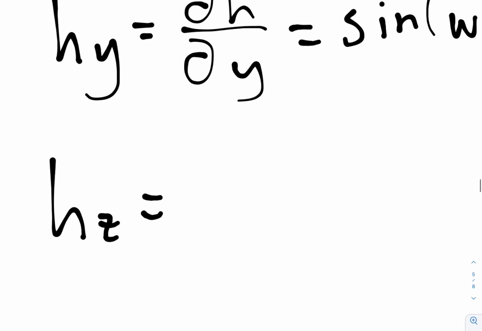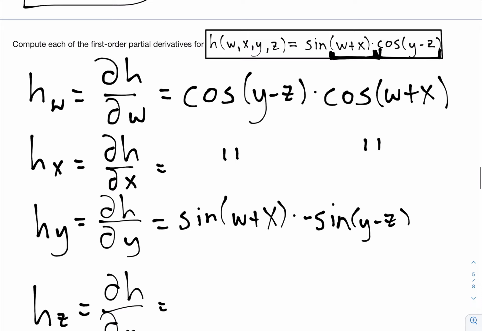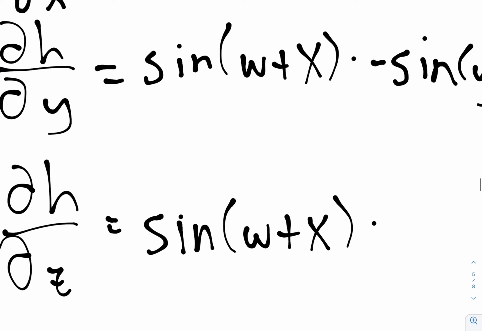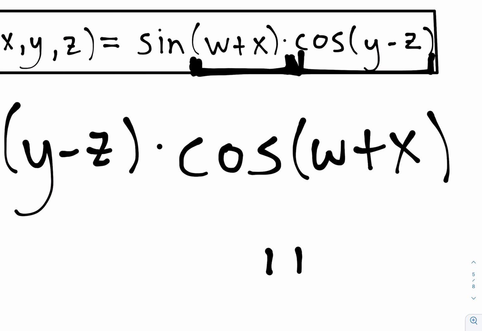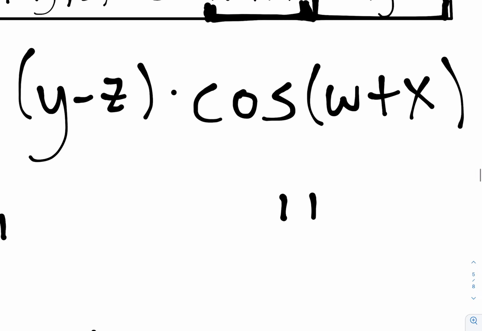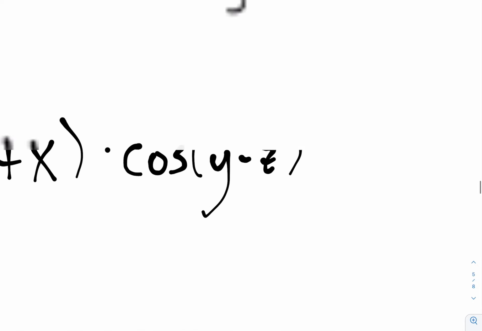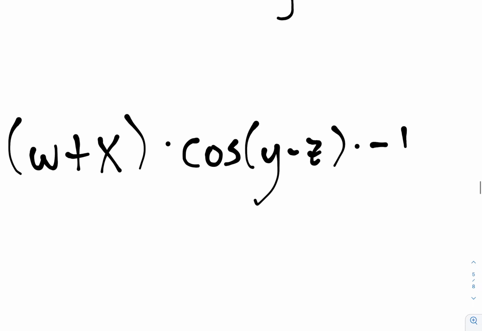Okay, now let's do the partial derivative of h with respect to z. What's this going to be? Well, the sine of w plus x is still constant like it was before. So sine w plus x, that's our constant. Now we're multiplying by the derivative of cosine of y minus z with respect to z. So this is going to be cosine of y minus z. And then remember, we have to multiply this by the chain rule by the derivative of y minus z with respect to z. That's just going to be negative 1.